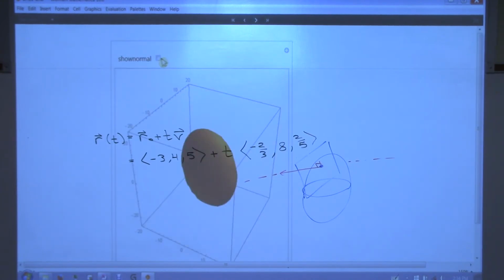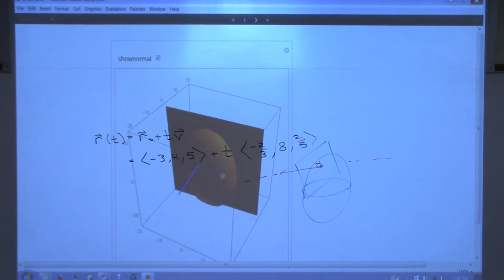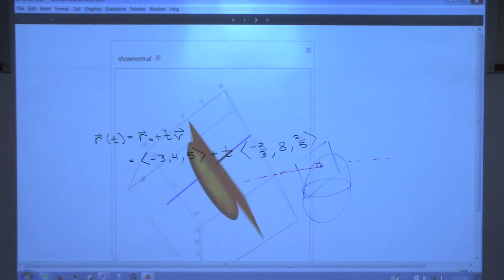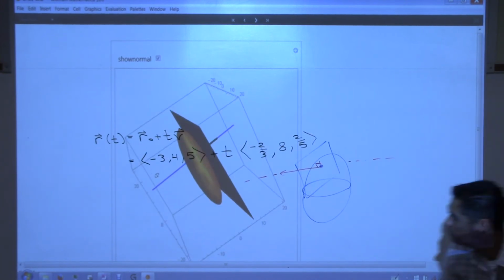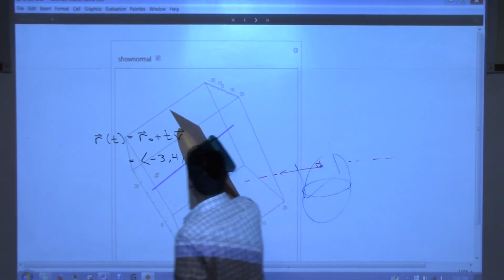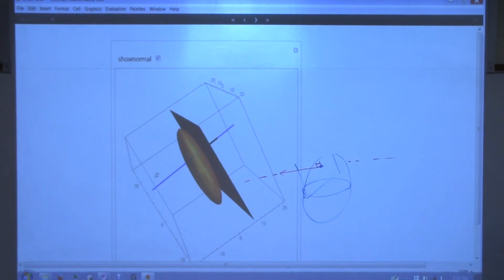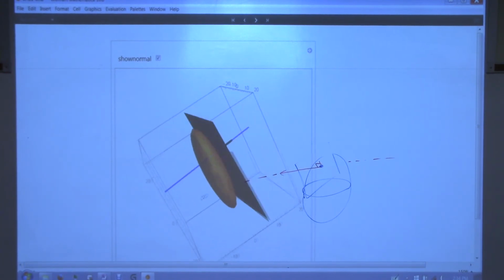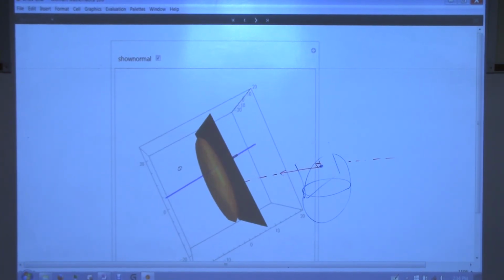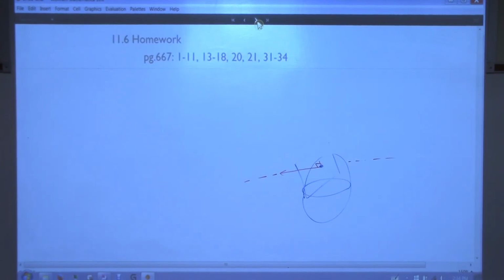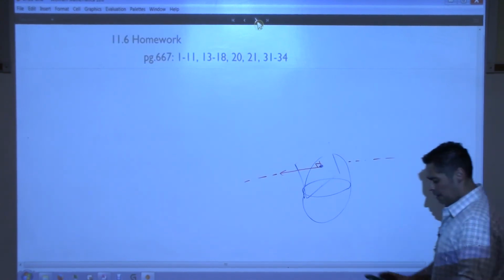Oh, that's just a picture. There it is. That's the actual ellipsoid we were just looking at. I think my picture was actually better than this. Don't you think my picture's better than that one? I think it is. There we go. That's the homework.